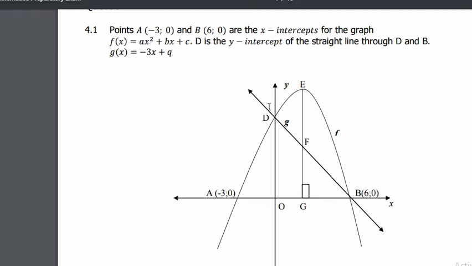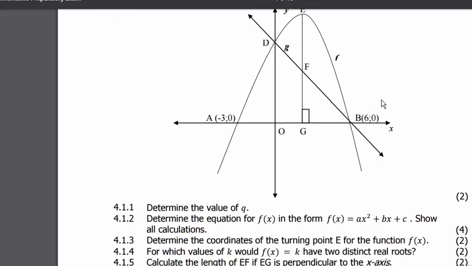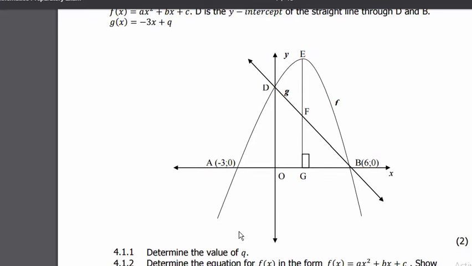D is the y-intercept of the straight line through D and B. So there's a straight line going through those 2 points, and the straight line's equation is negative 3x plus q. And so the first question is determine the value of q. There's q, and we're trying to determine that value.